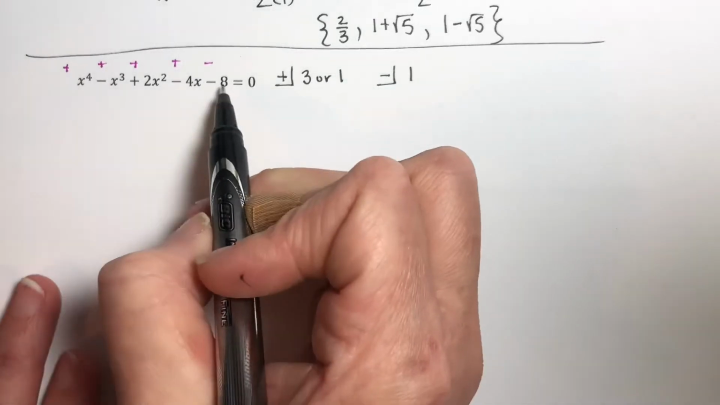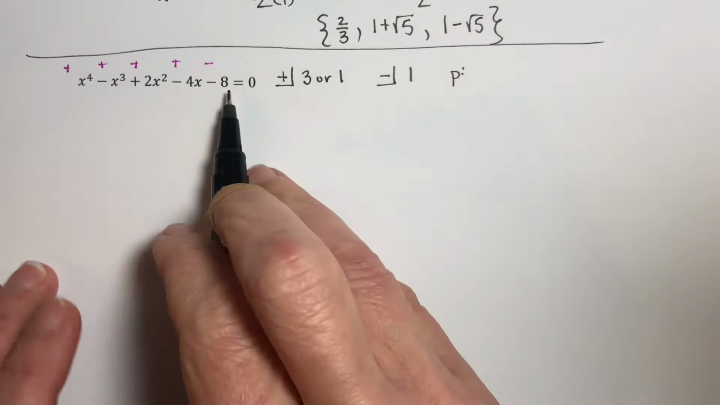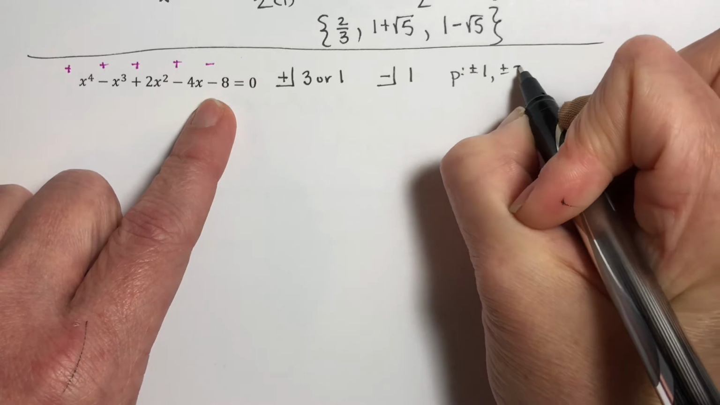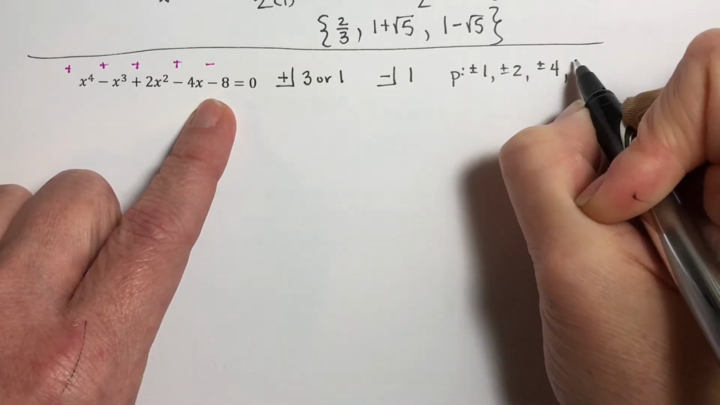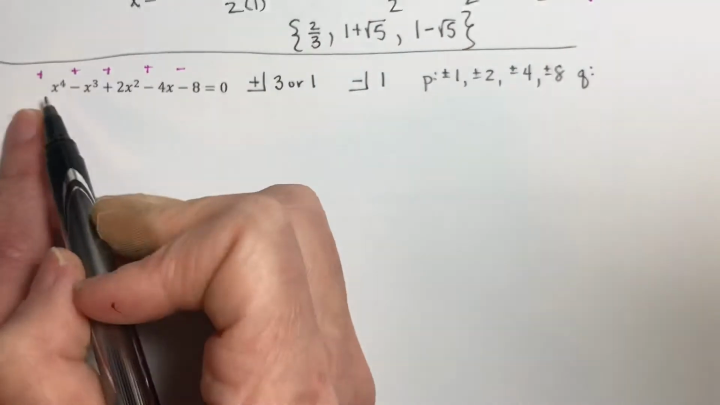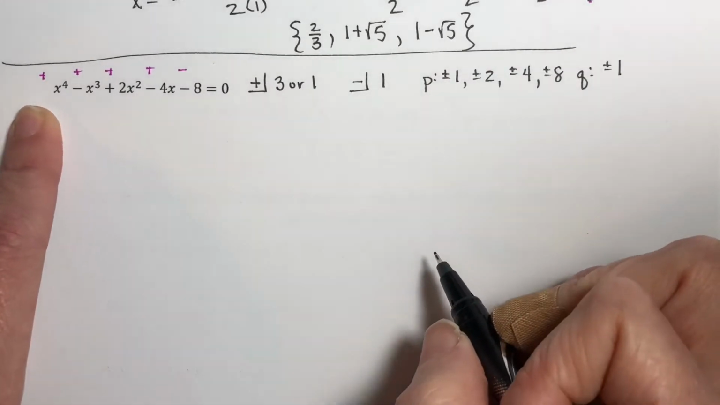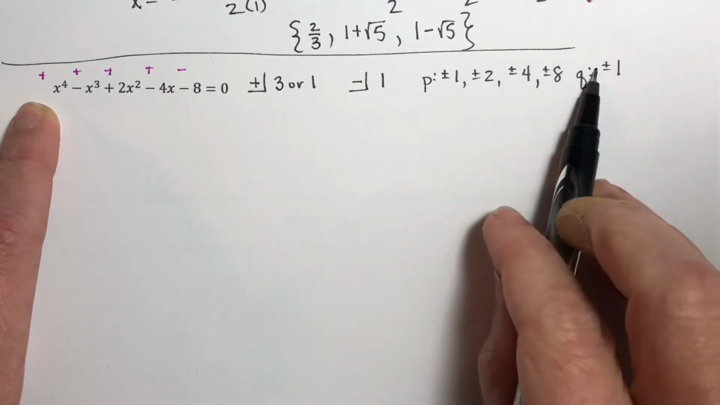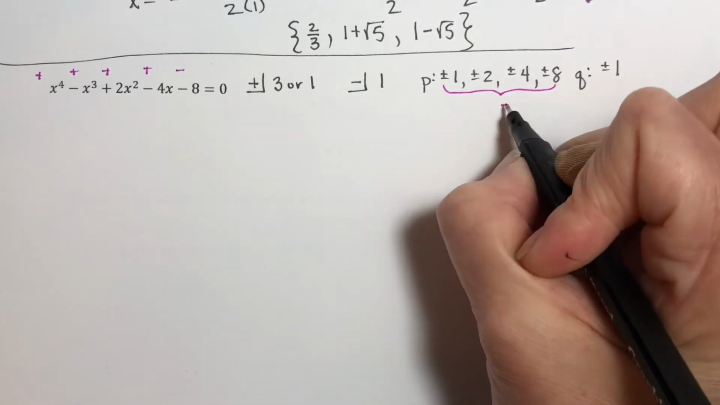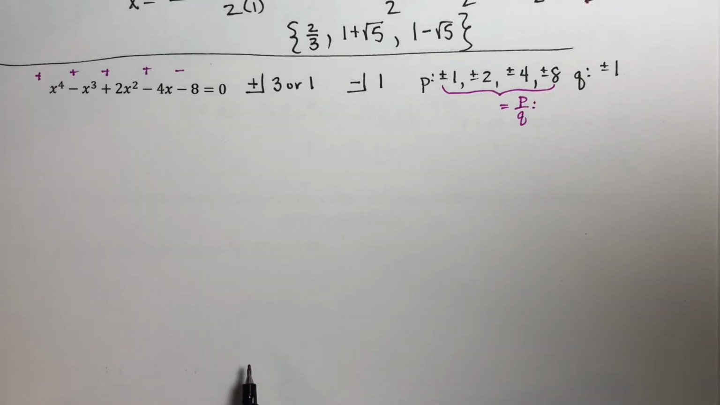Okay. Now my p-values come from -8. So all of my p-values are things that divide evenly into 8, which of course is, don't forget your plus and minus, 1, 2, 4, and 8. And my q values come from the coefficient of x to the 4th, which is a 1, so q is only plus and minus 1. Now, to find p over q, I would put all of these over 1. In this case, this is also our p over q list, because we're dividing all of these by 1.